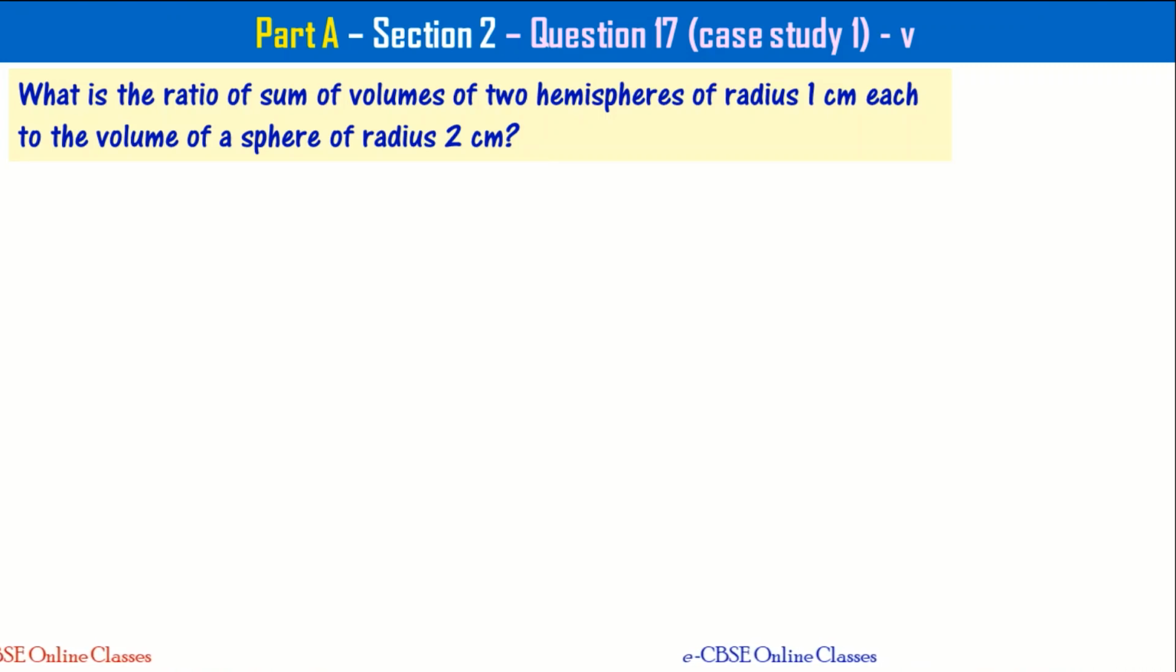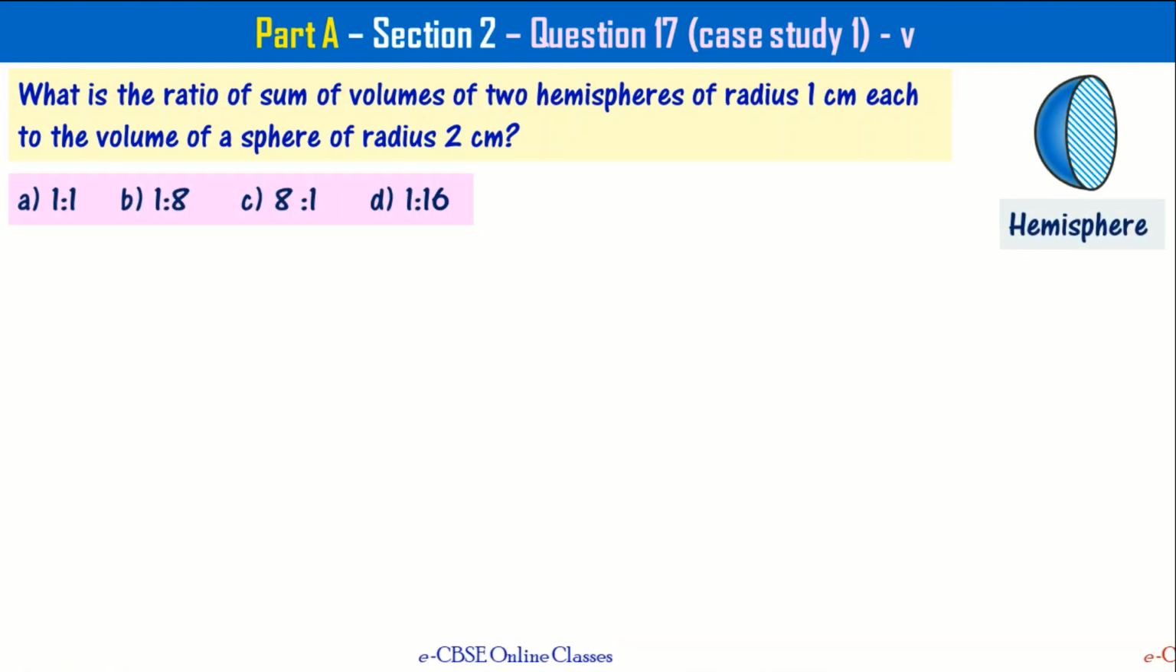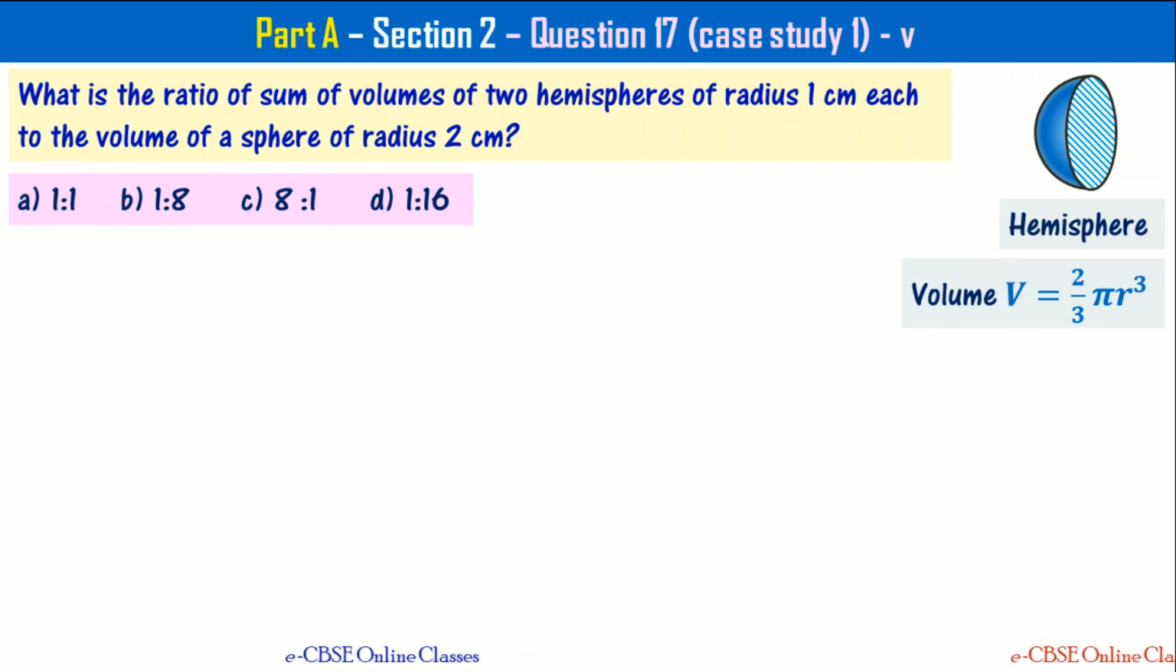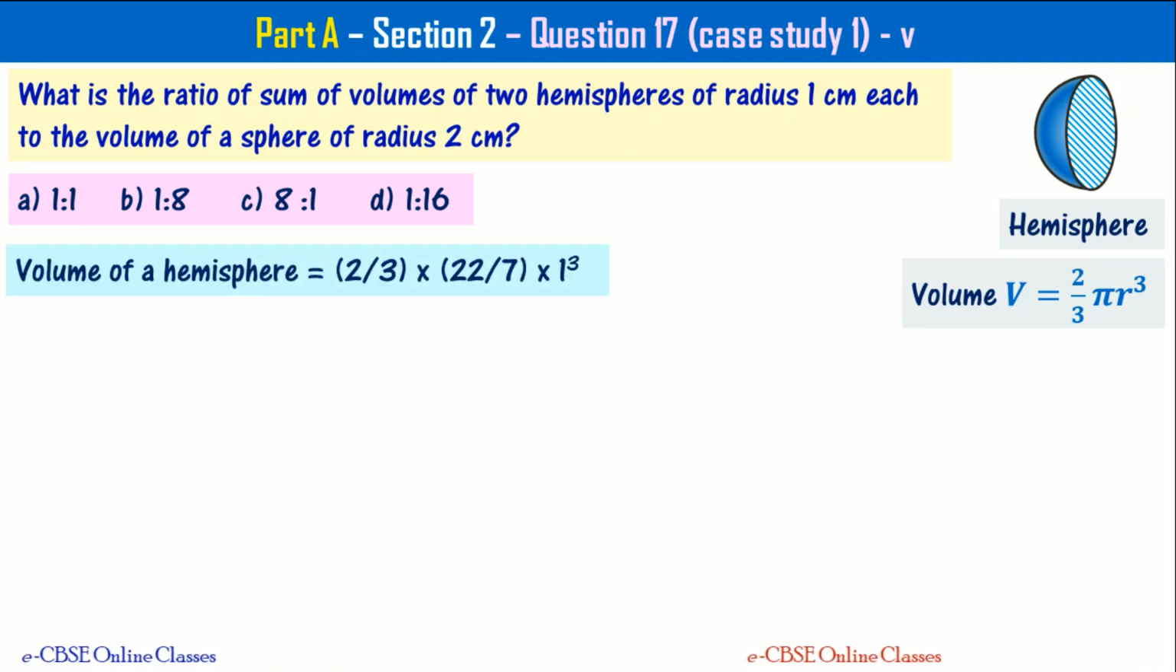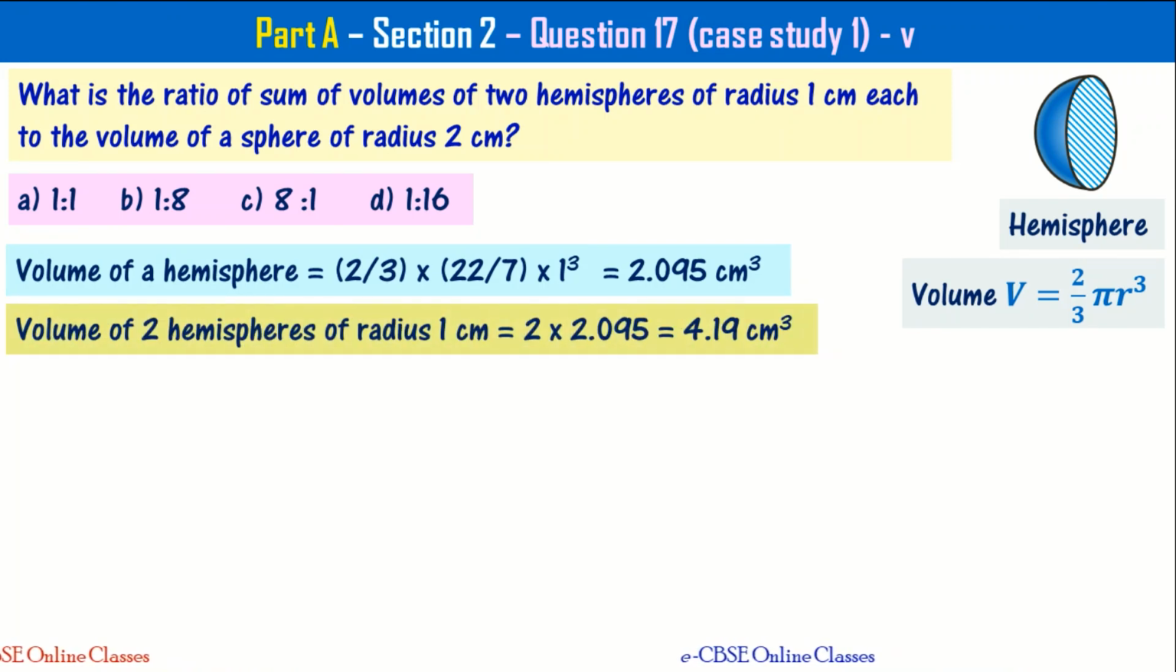Let's first go with hemisphere. Volume of hemisphere, we know that is 2 by 3 pi r cube. Let's substitute 1 centimeter for r and 22 by 7 for pi to get the volume of a hemisphere equal to 2.095 centimeter cube. So we have to find the volume of two hemispheres, right, of radius equal to 1 centimeter. That is equal to 4.19 centimeter cube.